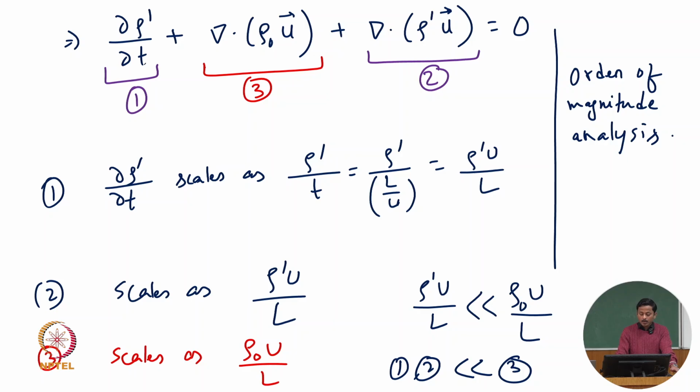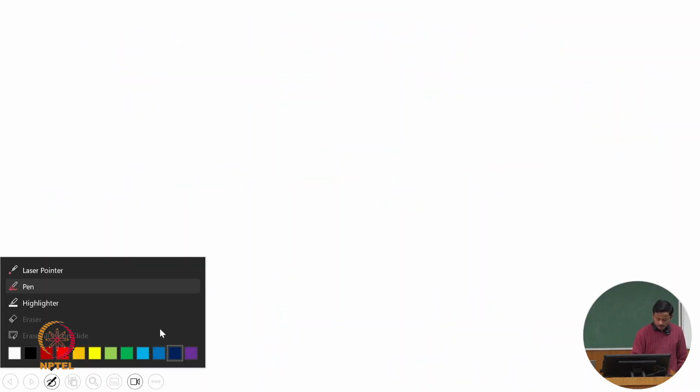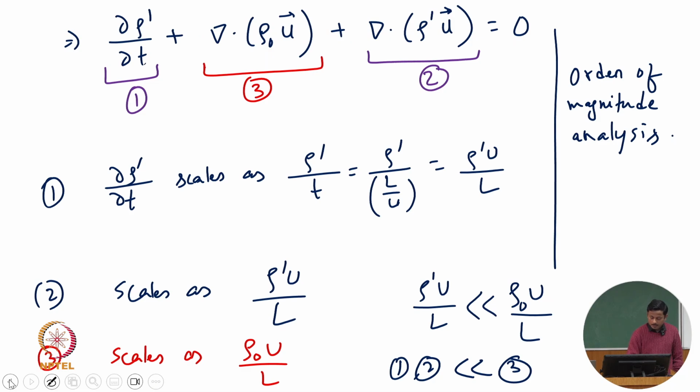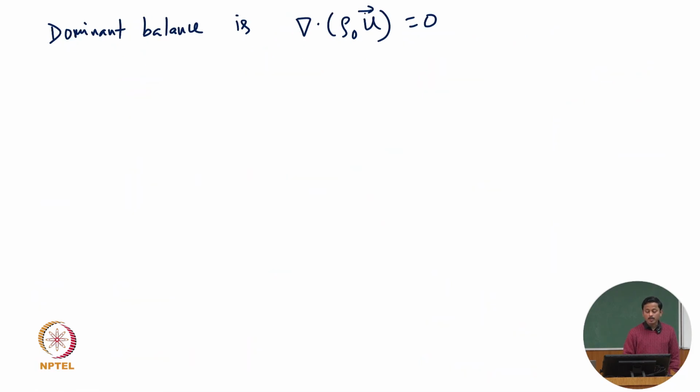By order of magnitude analysis, we find that term 3 is much larger than the other two terms, and hence is the dominant balance in the equation. So the dominant balance is del dot rho naught u equal to 0. This is a term which is a derivative of the velocities in different directions. The dominant balance says that only this divergence term is equal to 0, whereas the other terms are negligible here. So this is the same form as the incompressibility equation.